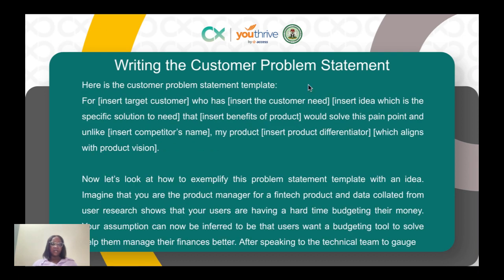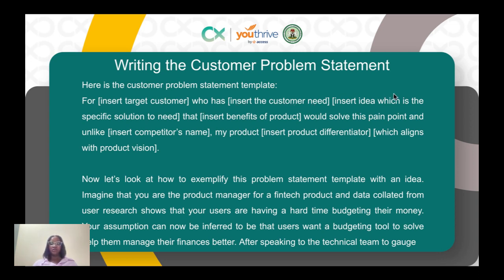Now, here's a template that can be used in writing a customer problem statement. Now, you start with your target audience. Who are you writing this for? So, you're writing it for your target customer. What is their pain points? What is their need? Who has, you insert the need.